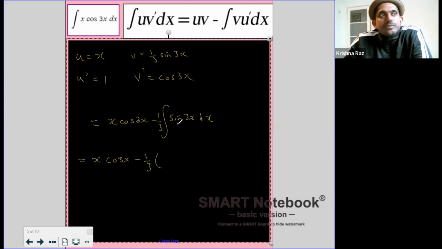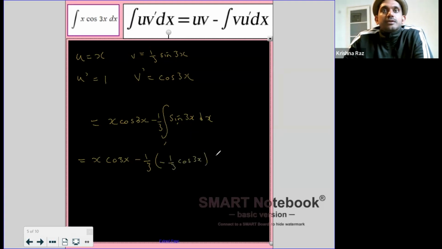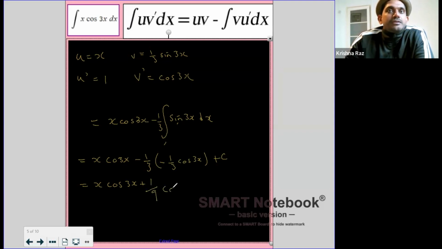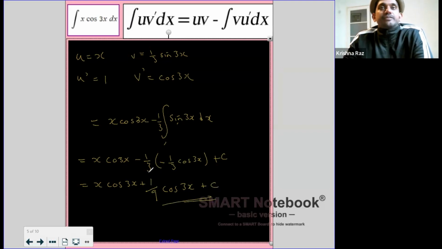Like I said earlier, cos differentiates to minus sine. So when we integrate sine, there will be a sign change and it'll become minus a third cos 3x plus c. You need to be careful there because we can see we have two negatives that make a positive. So that'll be plus x over 3 sine 3x plus 1/9 cos 3x plus c, which will factorize if you want it to.